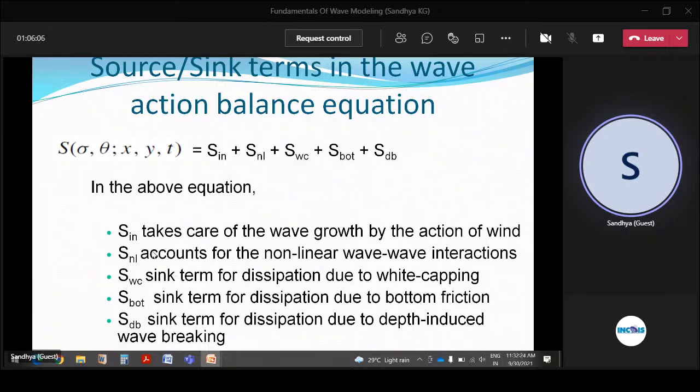S_nl is the nonlinear wave interactions. The nonlinear interaction could be triad wave interaction or quadruplet wave interaction. We will explain this in the coming slides. The third term is whitecapping dissipation. The fourth term is the bottom friction dissipation term. And the last term is the depth-induced wave breaking term. That's also a dissipation term.